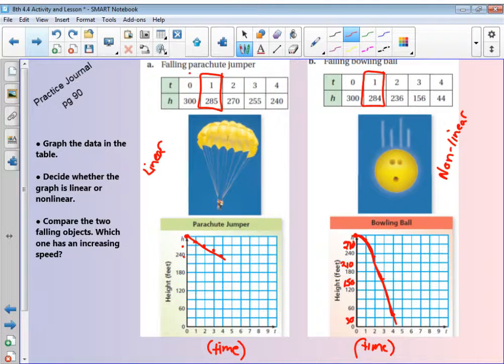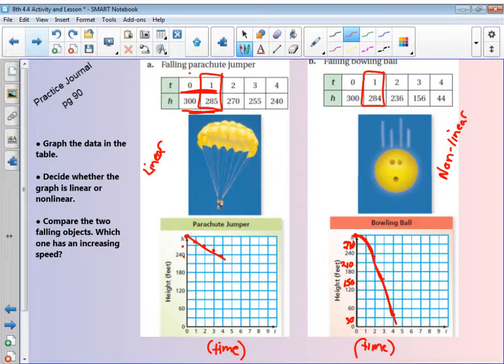Okay, and it also wanted us to compare the two following objects, which one has an increasing speed. So if we notice, our parachuter looks like they're going at the same speed. They're dropping about 15 feet every second. If we were to go through and kind of compare our height change to our second changes.